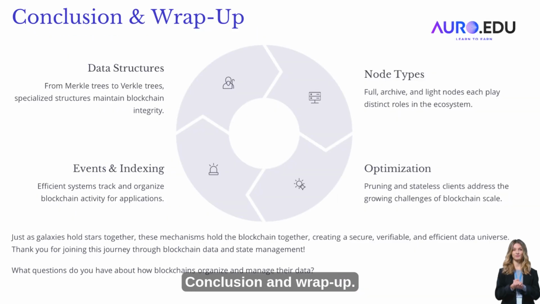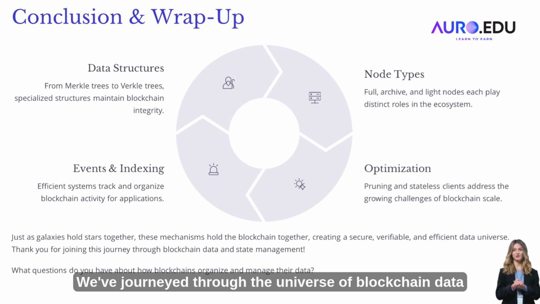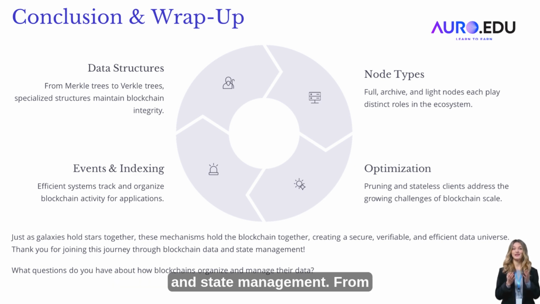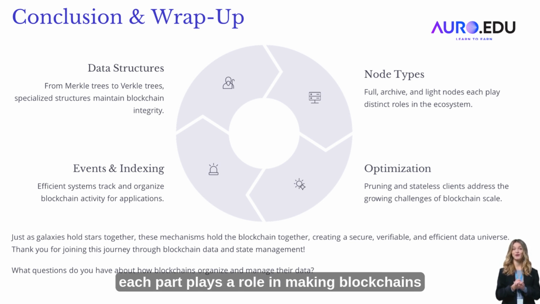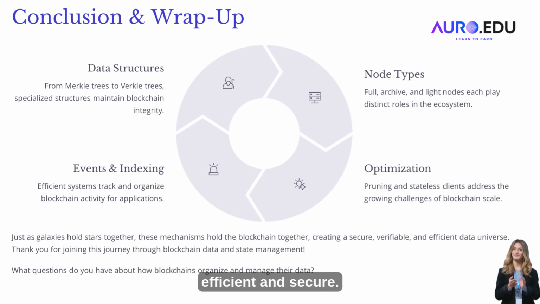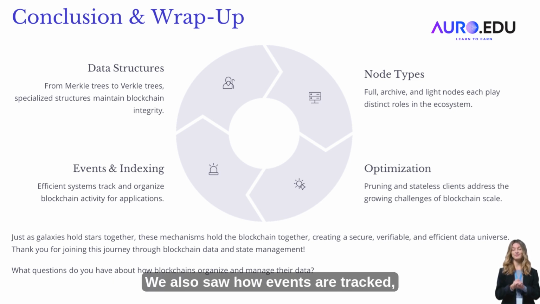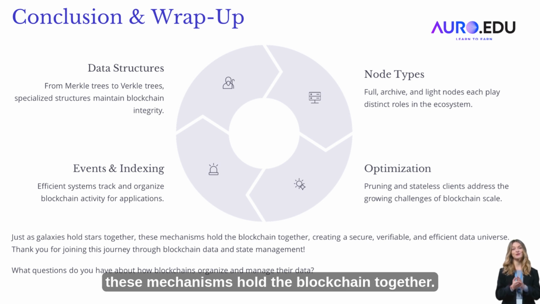Conclusion and wrap-up. We've journeyed through the universe of blockchain data and state management. From Merkle trees to Verkle trees, from full nodes to light nodes, from pruning to stateless clients, each part plays a role in making blockchains efficient and secure. We also saw how events are tracked, how data availability is ensured, and how off-chain indexing supports apps. Just like galaxies hold stars together, these mechanisms hold the blockchain together.